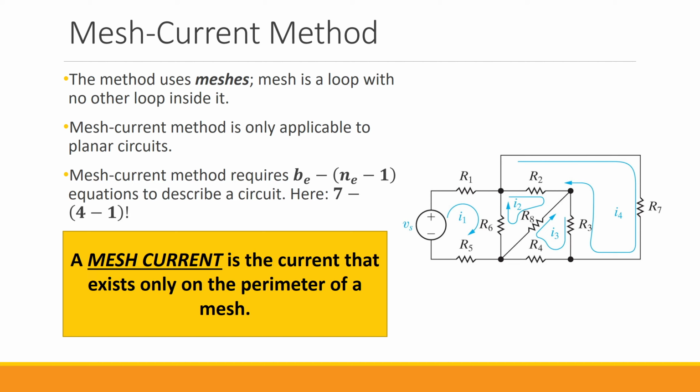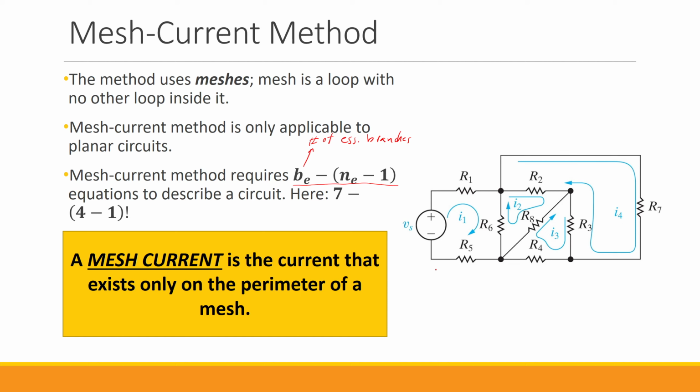So mesh current method requires this number of equations for any circuit. We have BE, which is the total number of essential branches. So BE is the number of essential branches. Do you remember what was an essential branch? An essential branch was a path that connected two essential nodes. So for example, this branch is an essential branch, R1, Vs, and R5, because it connects these two essential nodes.